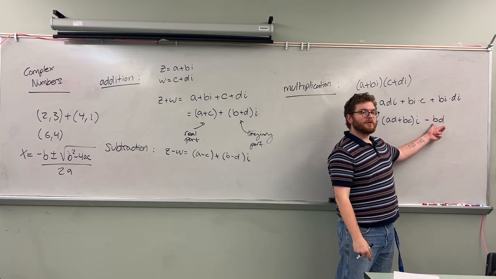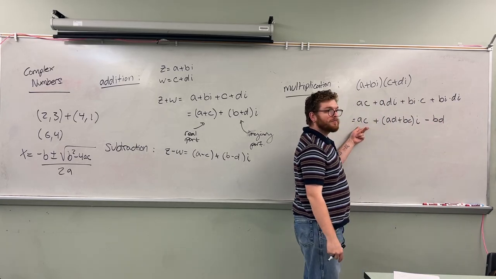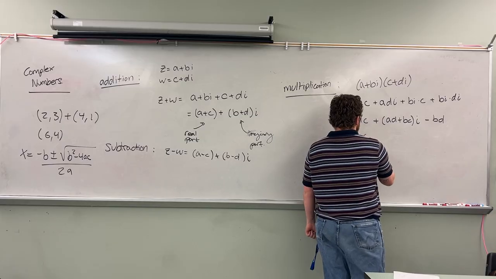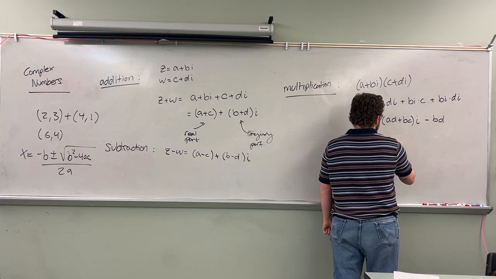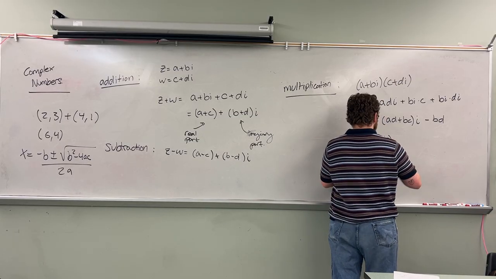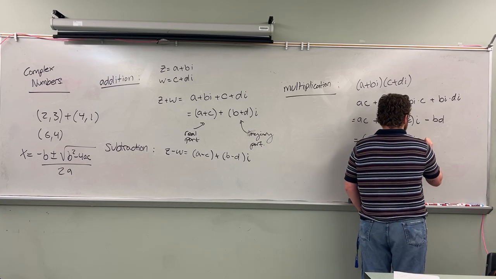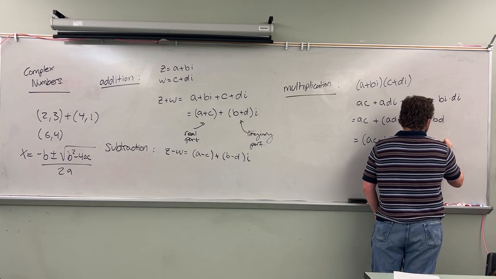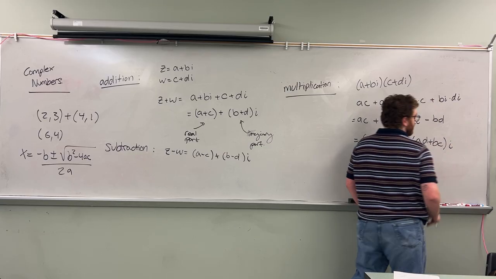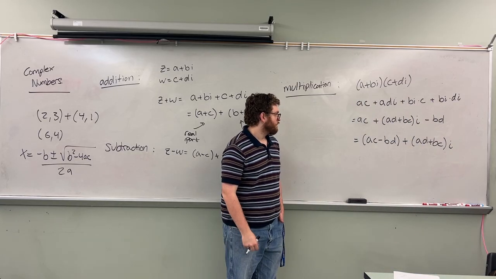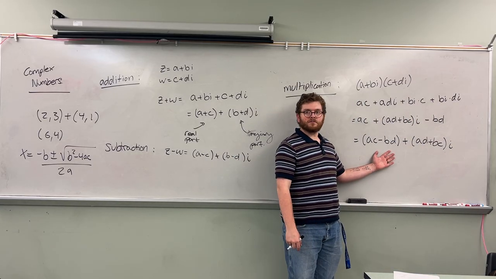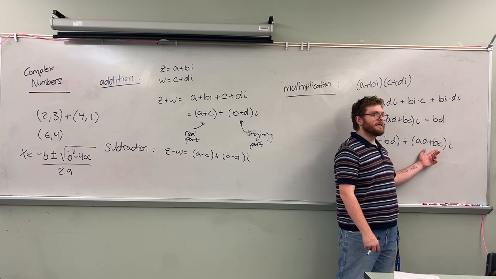So I have another real part. I can put it with my original real part. I get AC minus BD plus AD plus BC I. Here's my real part, and here's my imaginary part.